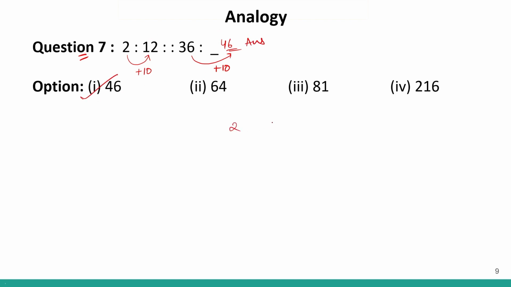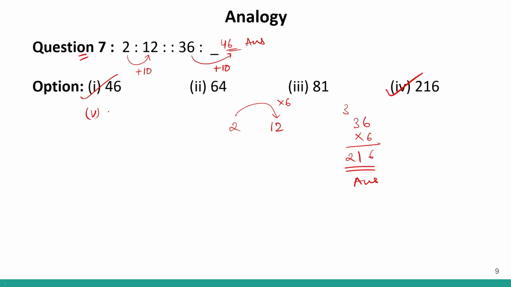Another logic, 2 and 12 is basically into 6. Correct? So if I do 36 into 6, 6 into 6, 36. This will be 6 3s are 18 plus 3, 19, 20 and 21. I will get 216. So this can also be my answer. Option number 1 can also be my answer based on one logic, and option number 4 can also be my answer based on another logic. So based on two logics, I can get two different answers. So what will be the answer in your examination?